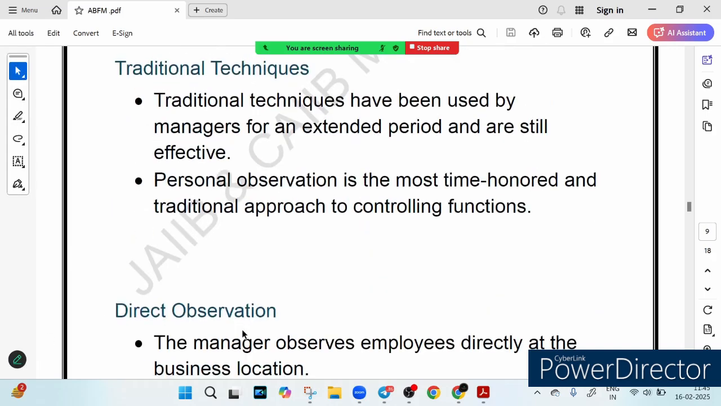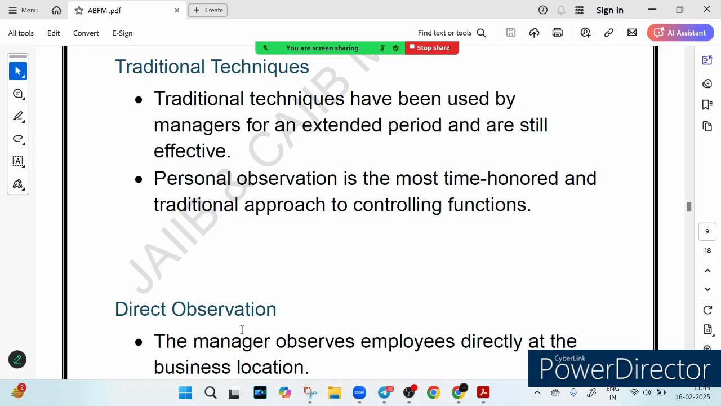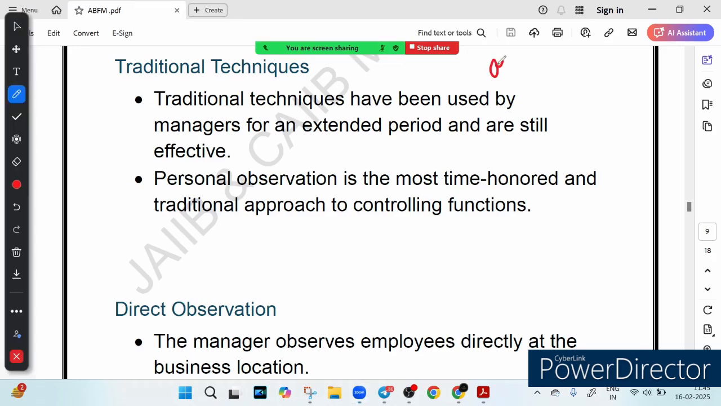Now let's talk about some traditional control techniques. What are they? Old but gold. This is something called old but gold, right? So that is called traditional technique. So what are they? The first is personal observation. This is the first technique, called personal observation.